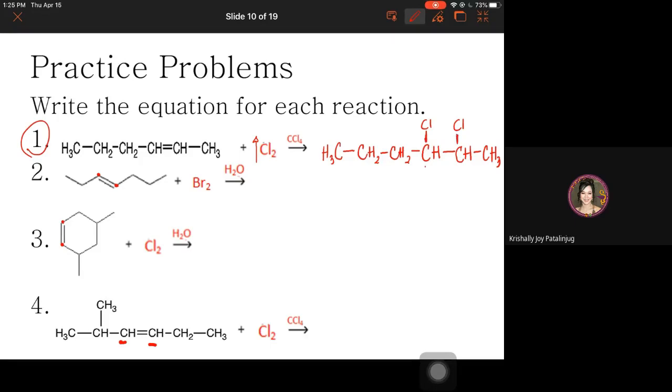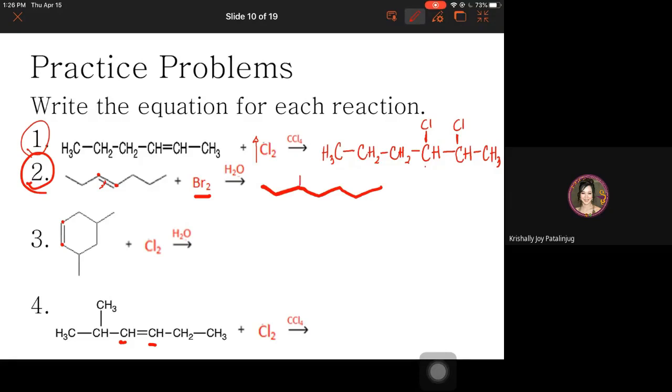Okay, next, number 2. The skeletal is easy. You simply draw the skeletal alkene, break the pi bond. Look at what is given: bromine gas in the presence of an inert solvent, water. So meaning if there is water, one Br, then the other one is OH. Again, one Br, then the other OH. One Br, then the other OH. Either way, it's up to you.